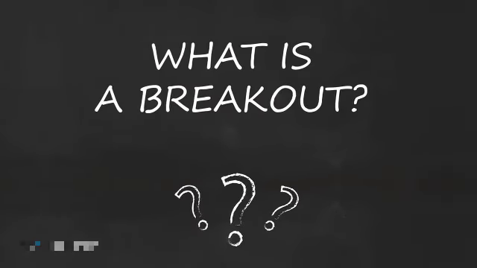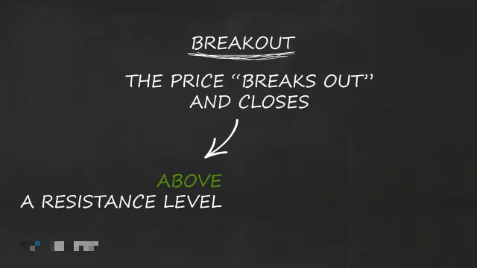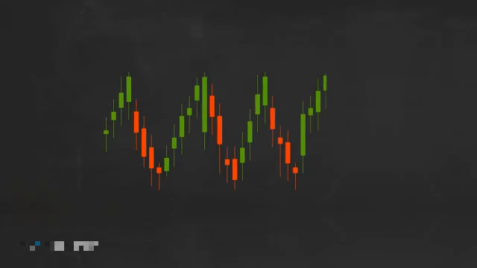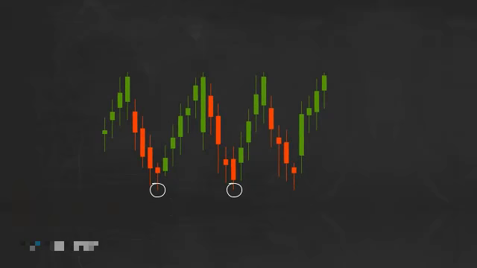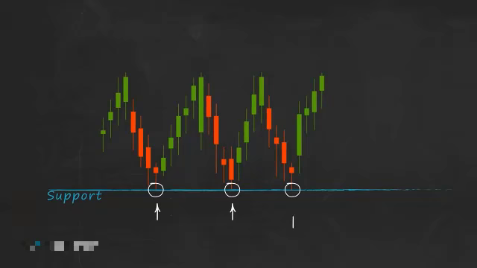A breakout occurs when the price breaks out and closes above a resistance level or below a support level. Let's quickly have a look at a candlestick chart to illustrate what support and resistance levels are. A support line can be identified by connecting the low points of an instrument's price. They are identified as low points if the price rebounded upwards right after reaching them.